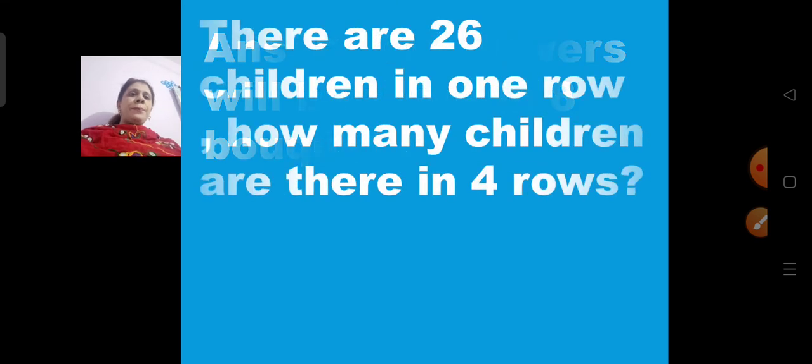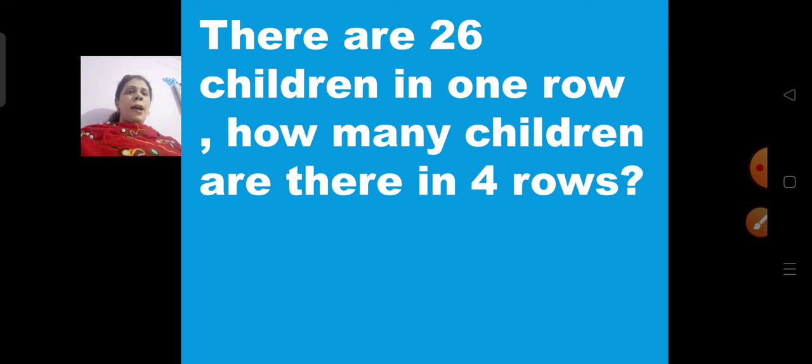Okay, next. There are 26 children in one row. How many children are there in 4 rows? Now children, there are 26 children in one row. So how many children will there be in 4 rows? So we will multiply 26 into 4 to get the answer.